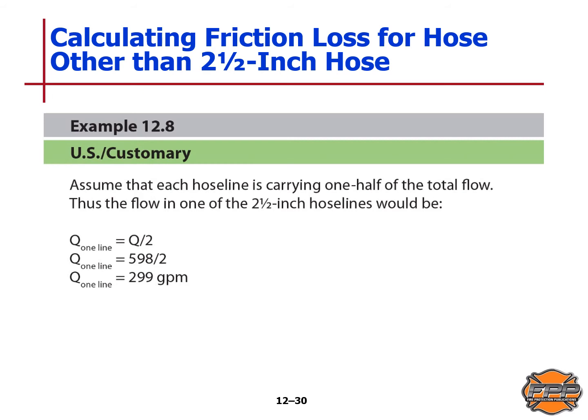Assume that each hose line is carrying 1/2 the total flow. Thus, the total flow in one of the 2.5 hose lines would be Q1 line equals Q divided by 2. Q1 line equals 598 divided by 2. So Q1 line equals 299 gallons per minute. It's pretty straightforward. If it's carrying half the flow, then it's simply divided by 2 and gives you half of the gallons per minute that you would anticipate otherwise.